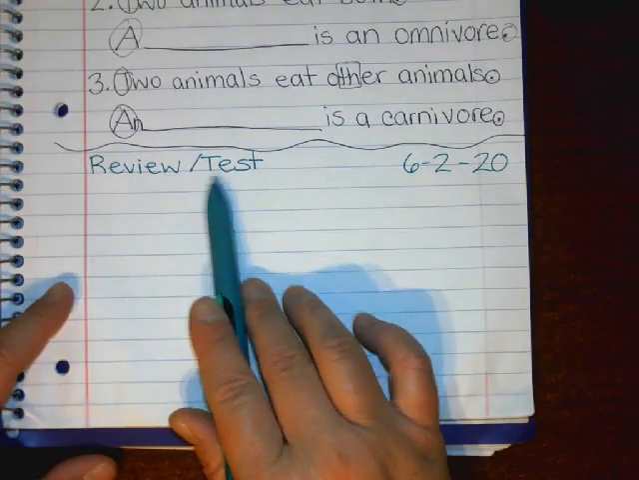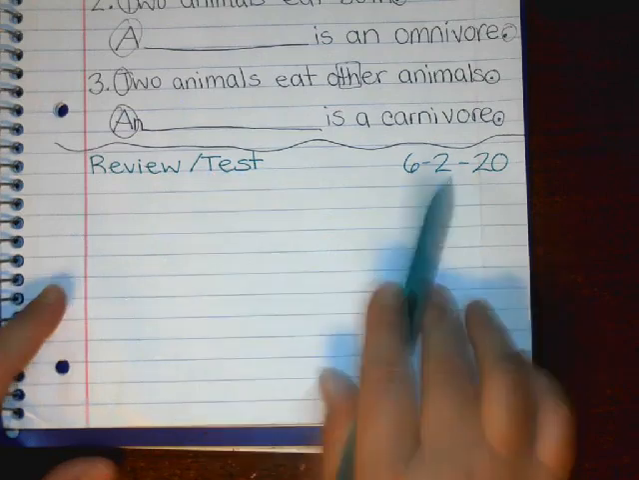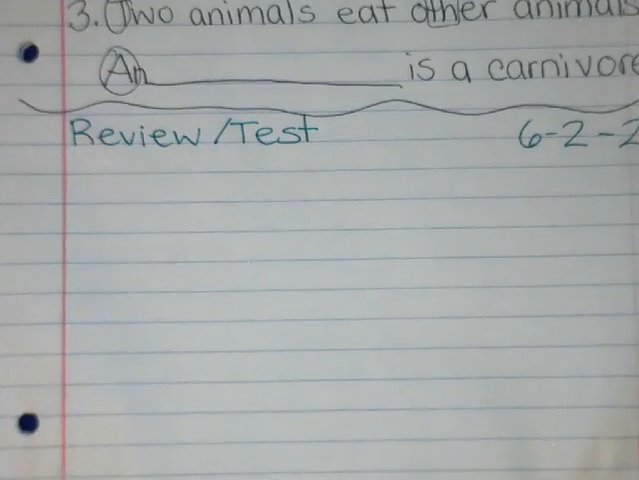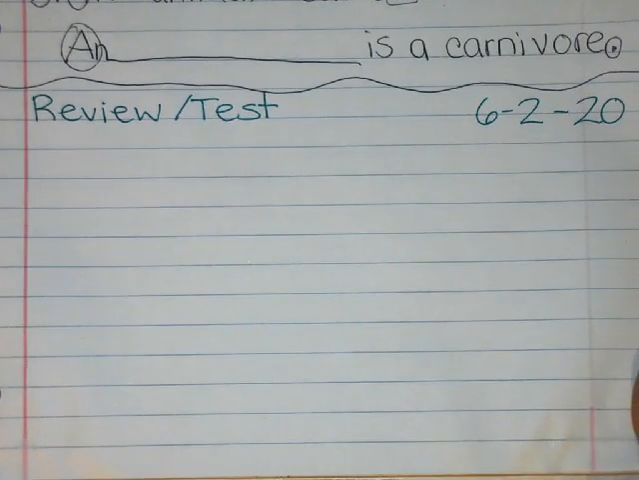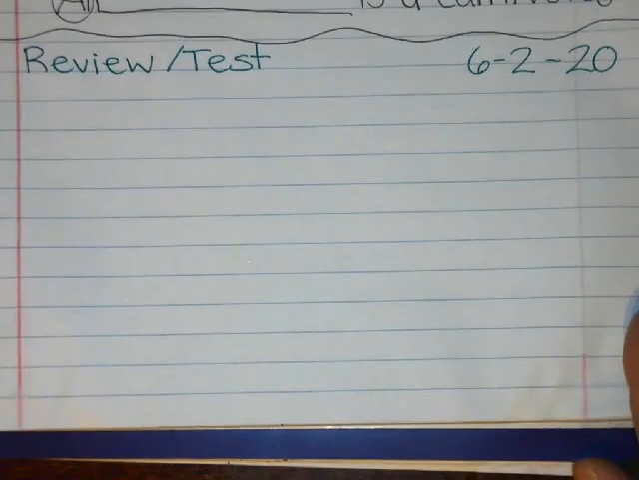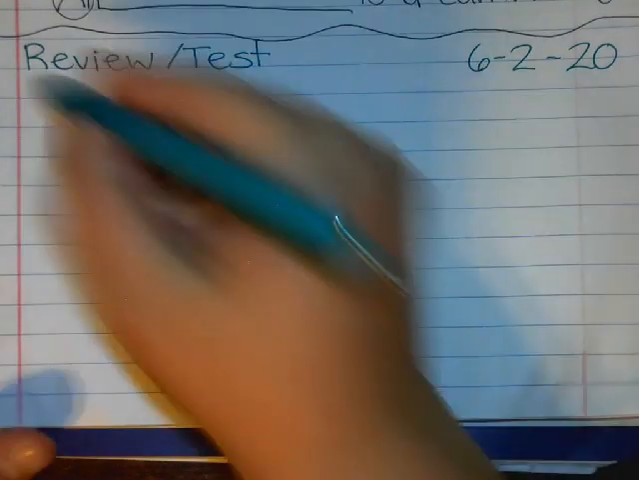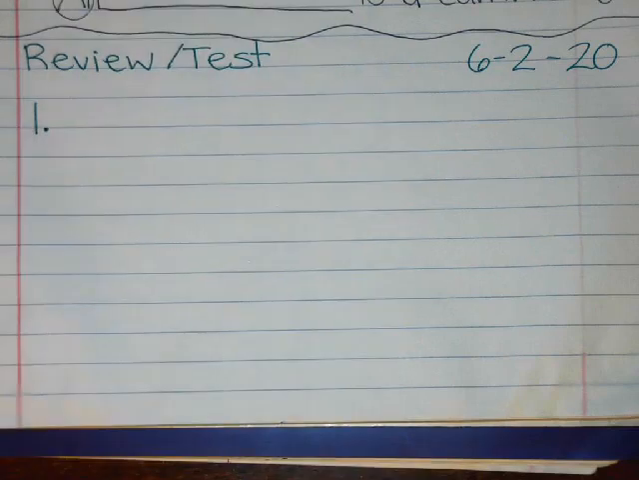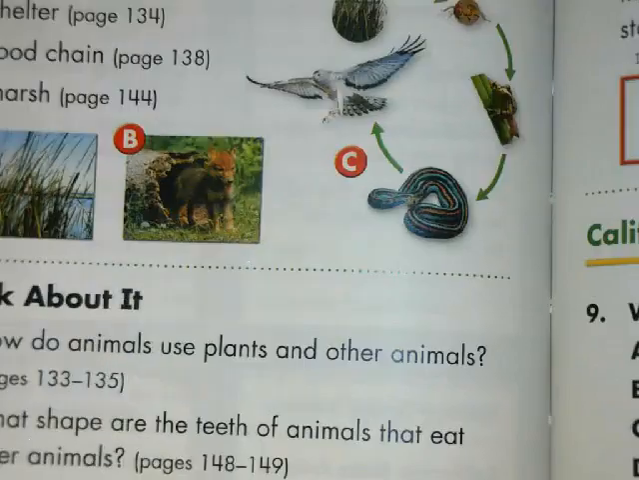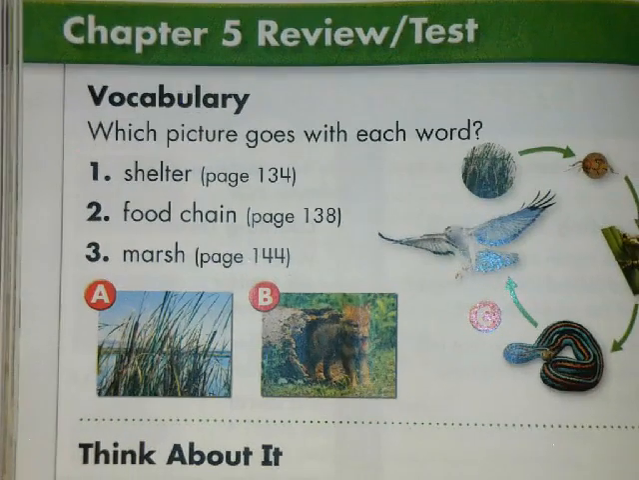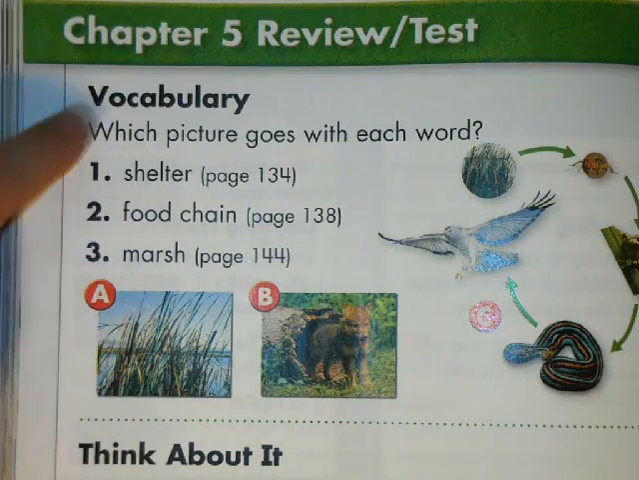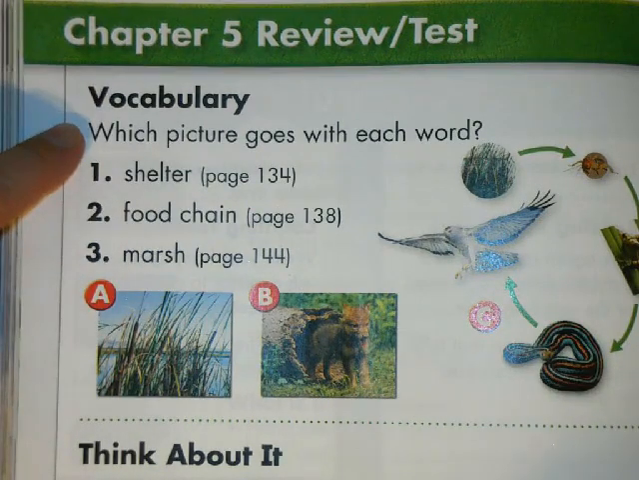So go ahead and write review/test and the short date. Okay, then we're going to write a number 1. Pause it if you need time to catch up. Okay, number 1 is vocabulary practice. It's going to test your vocabulary from Chapter 5. So it says, which picture goes with each word?